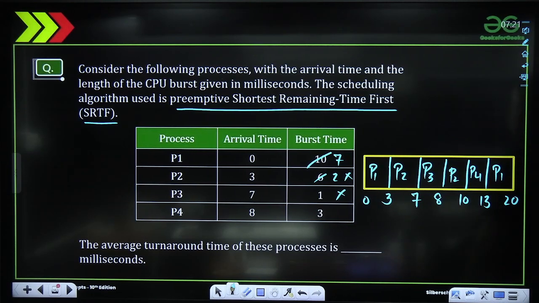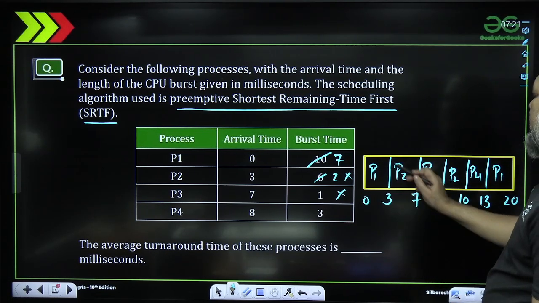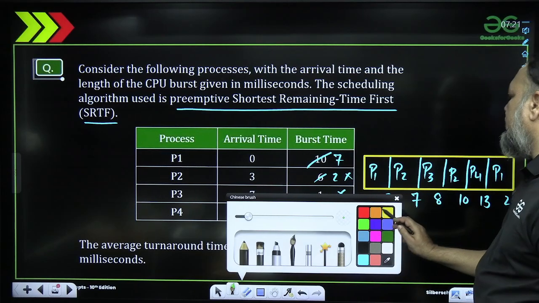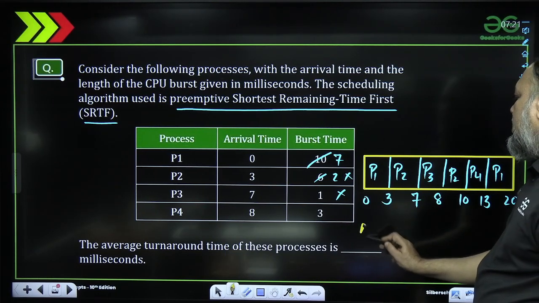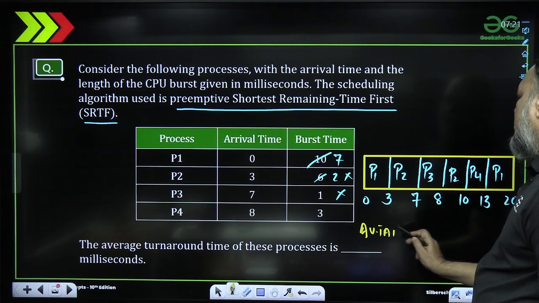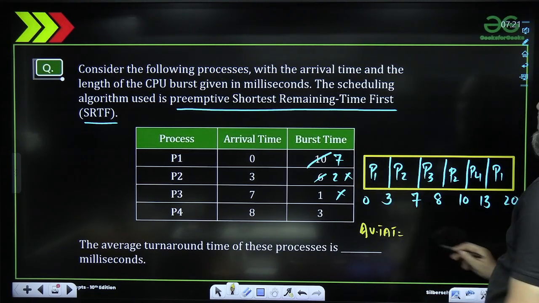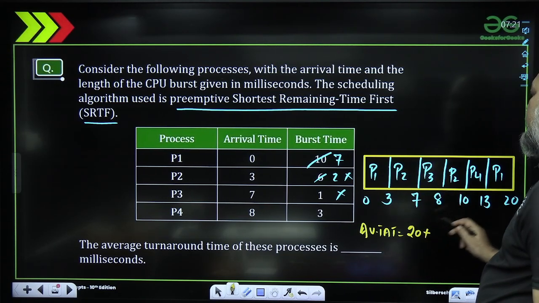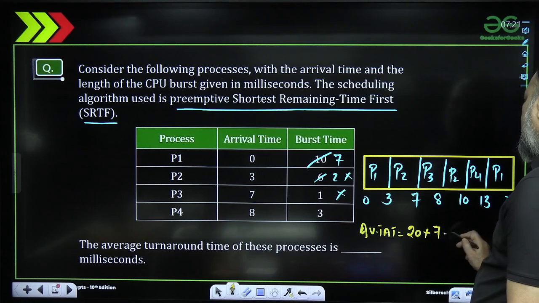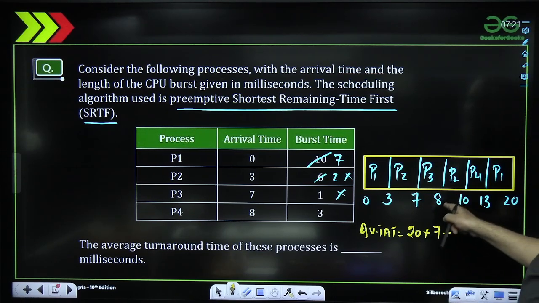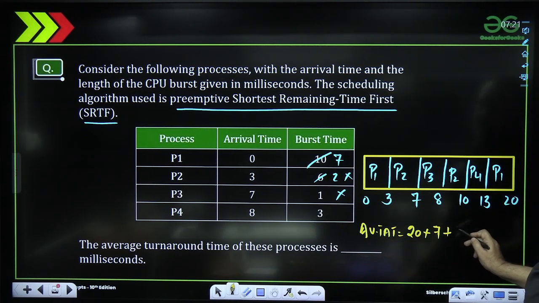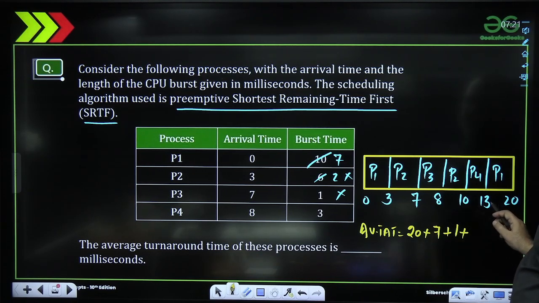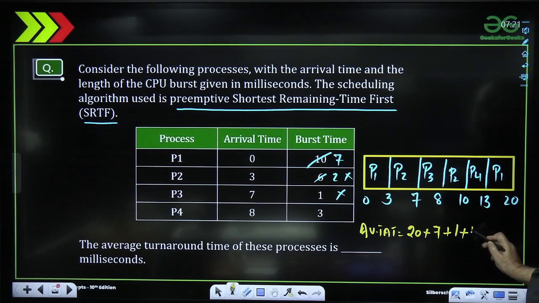Once you prepare the Gantt chart, it's a matter of computing the turnaround times. So if you compute the average turnaround time using the formula which we have seen: P1 completed at 20, arrived at 0, so 20 is the turnaround time of P1. P2 completes at 10, arrives at 3, so the difference is 7, right? And P3 completes at 8, arrives at 7, so that means 1 unit, is it not? P3. And P4, look at this, P4 completed at 13, arrives at 8, so 8 to 13 means basically 5, so its turnaround time is 5.